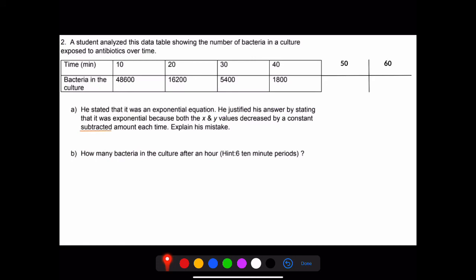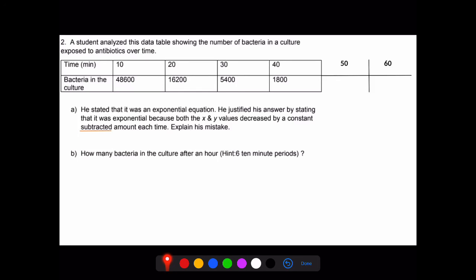All right. Number 2, a student analyzed this data showing the number of bacteria in a culture exposed to antibiotics over time. So to get started on this one, we have this whole table here, and this is our last one for the review. We see that our time is in minutes. So we have 10 minutes, 20 minutes, 30 minutes, 40 minutes, and then I added on to the table here. So it's very important that we realize that we should add on to this table.